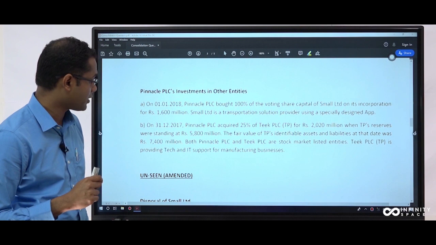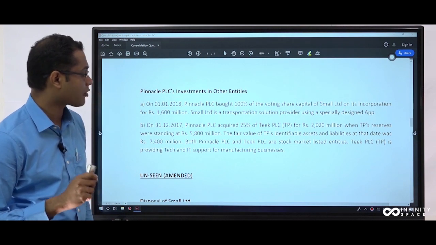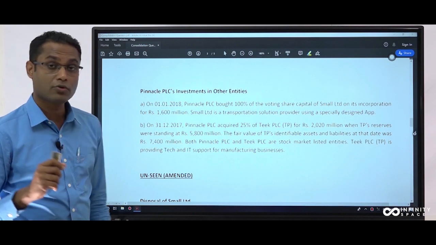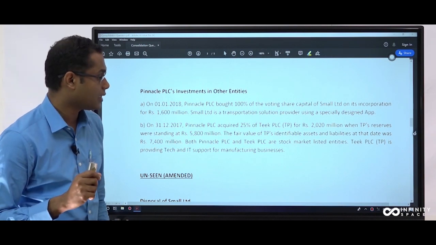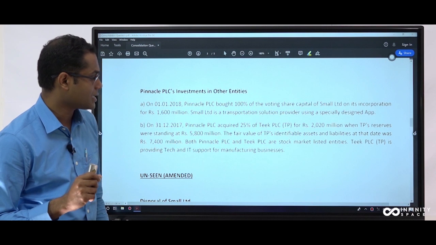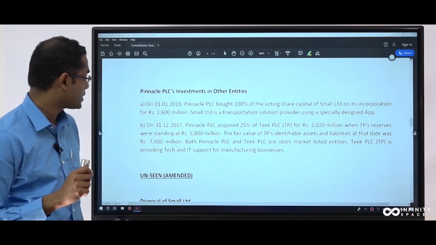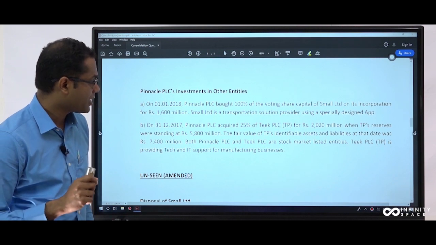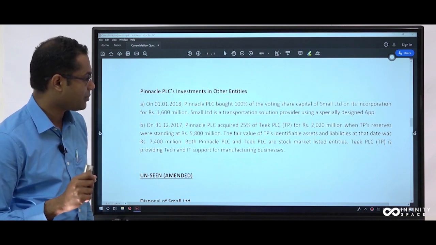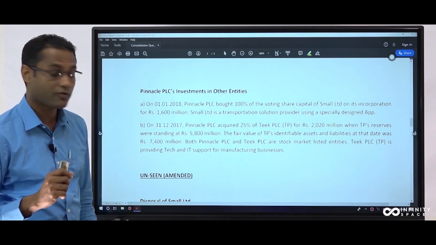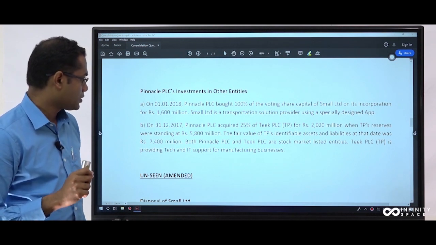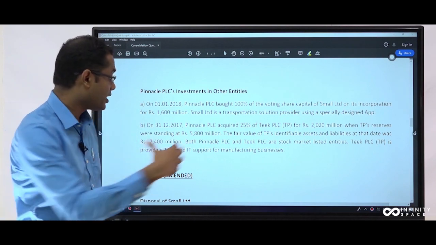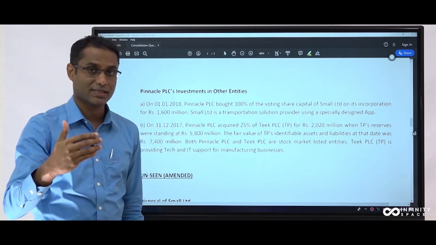On 31st December 2017, Pinnacle PLC acquired 25% of Teak PLC for 2,020 million, when TP, Teak PLC's reserves were standing at 5,800 million. The fair value of TP's identifiable assets and liabilities at that date was 7,400 million. So what happened was that on 31st December 2017, Pinnacle acquired 25% of Teak PLC.